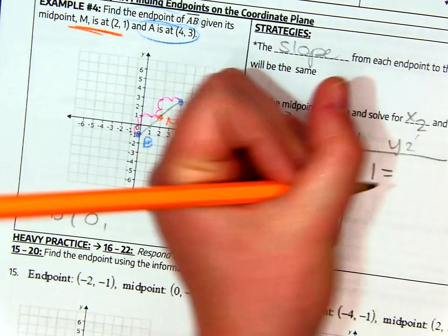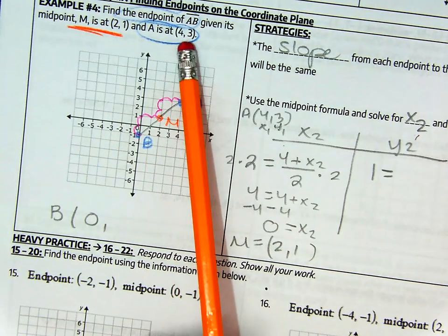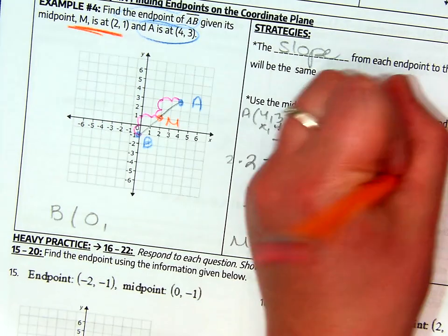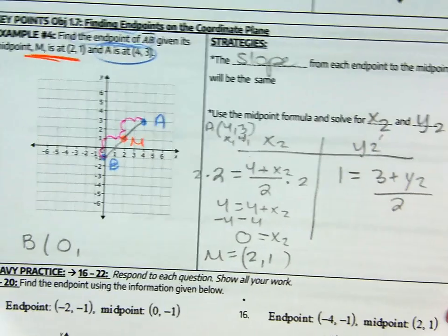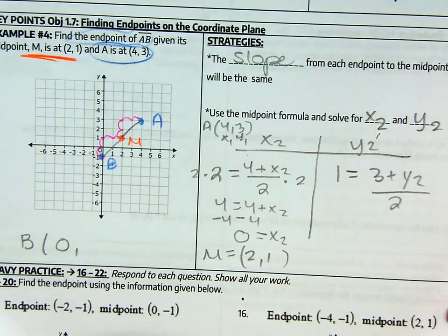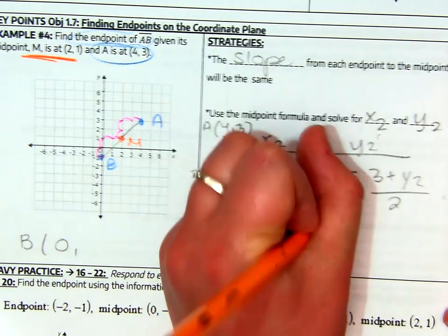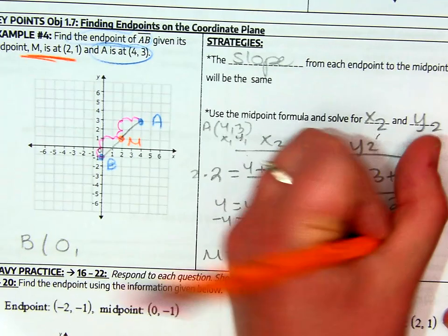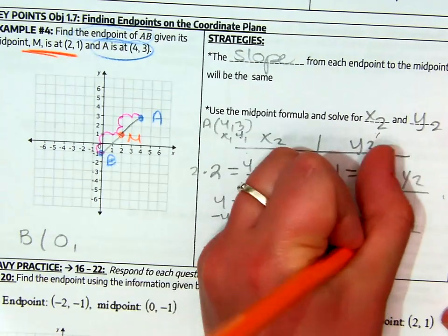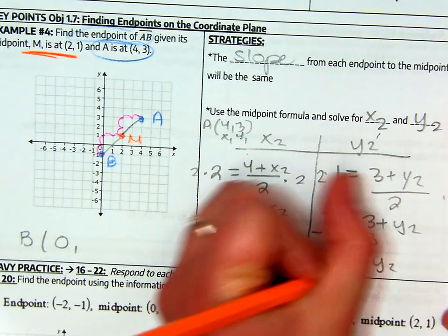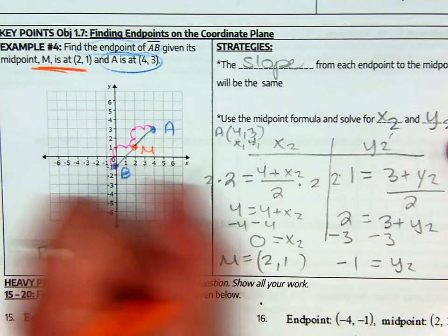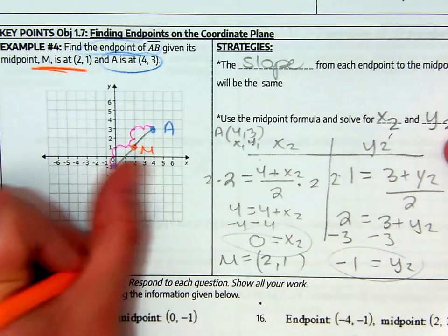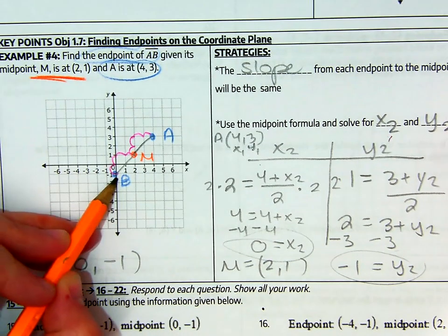So 1 is equal to my y1 value, which was 3, plus whatever y2 is, divided by 2. And then I can just solve this formula. So multiply by 2 on both sides. You get 2 equals 3 plus y2. Subtract, and you get y2 equals negative 1. Okay? Which checks out when I graphed it over here.